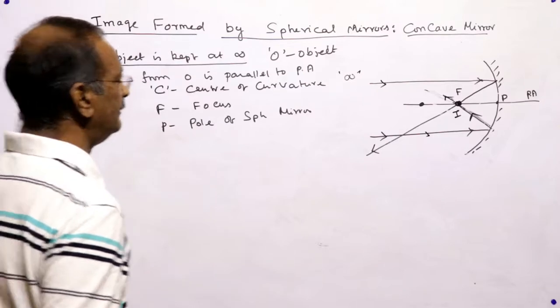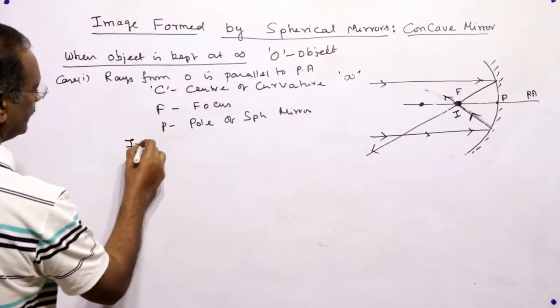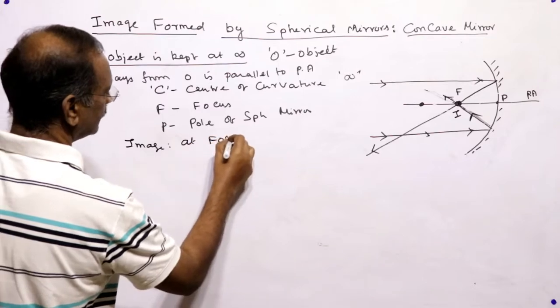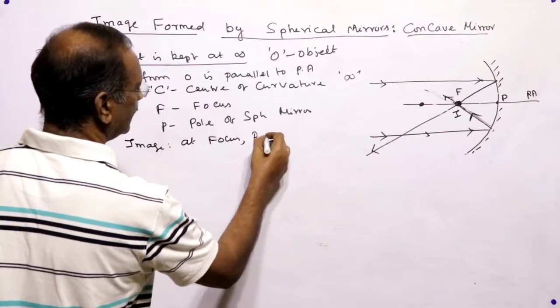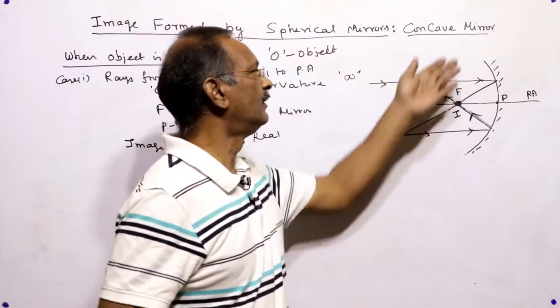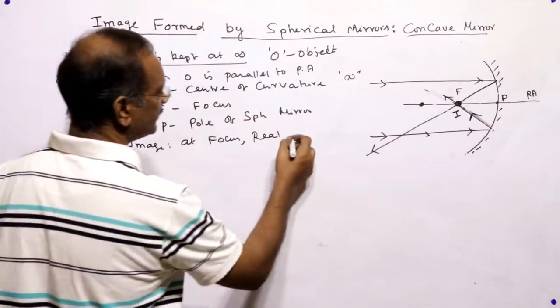So this is case 1. In this case the image is formed at the focus, real, because it is in front of the spherical concave mirror. Real and diminished.